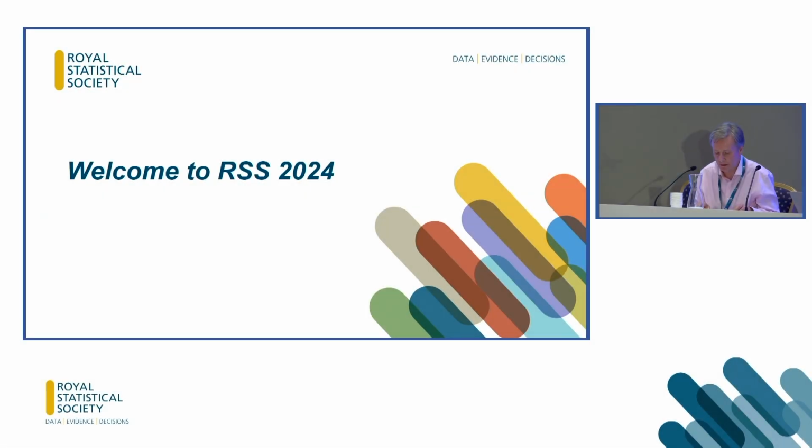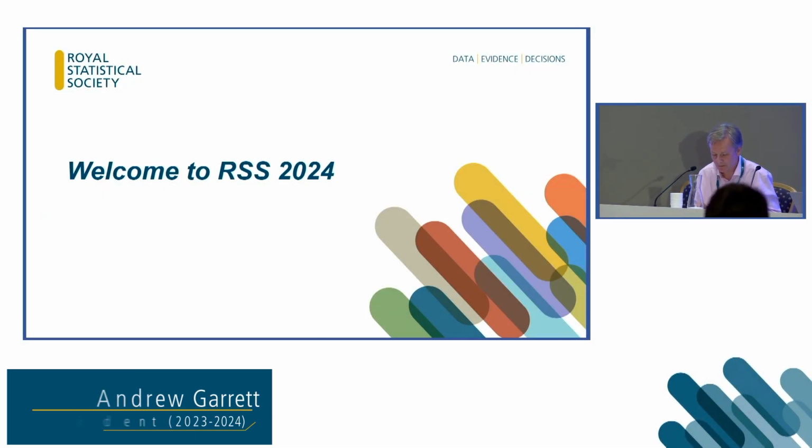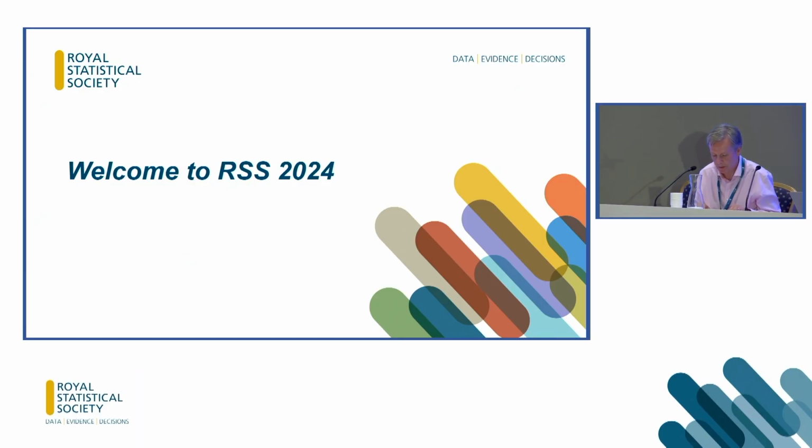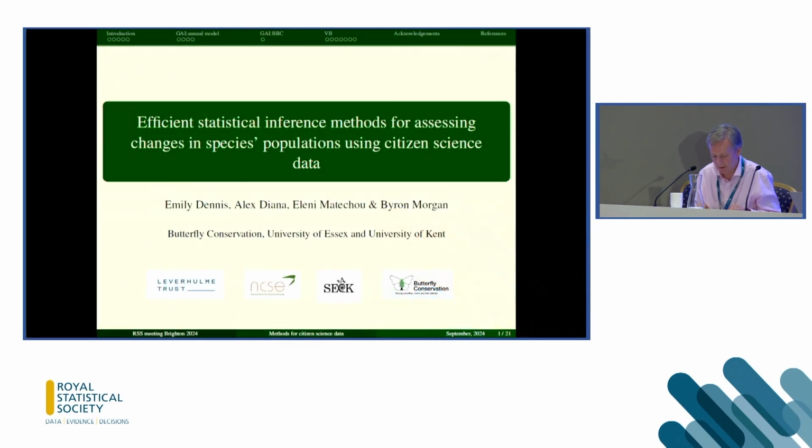So we have three very interesting papers, and we're going to start off with efficient statistical inference methods for assessing changes in species by Dennis et al. And we have Eleni Mathieu from the University of Kent and Alex Dennis from the University of Sussex, who are going to speak for 15 minutes. So over to you, Eleni.